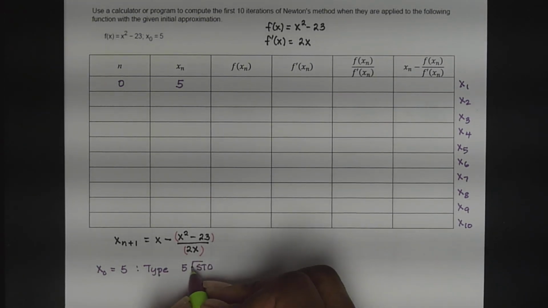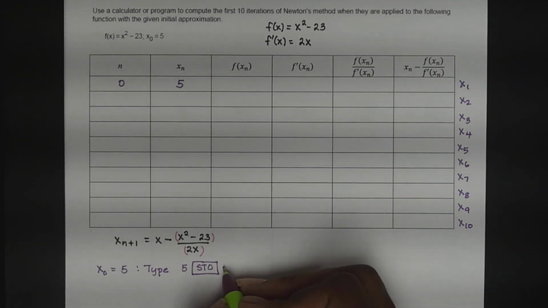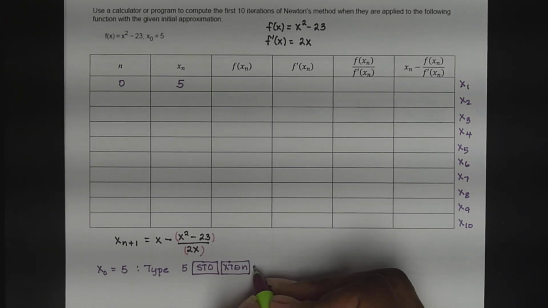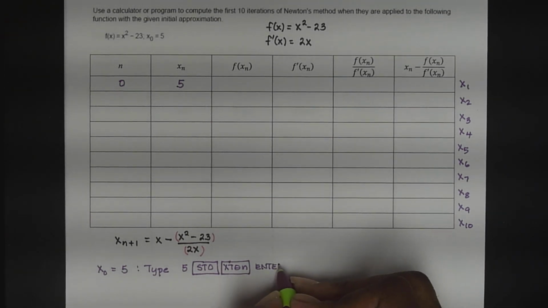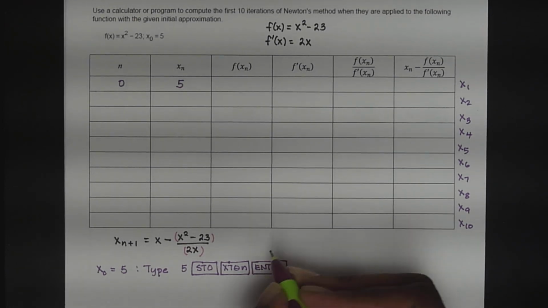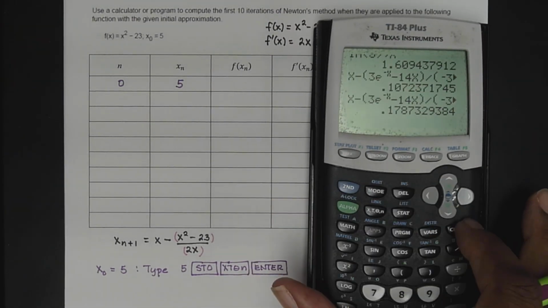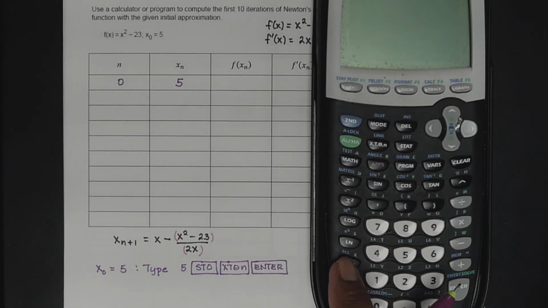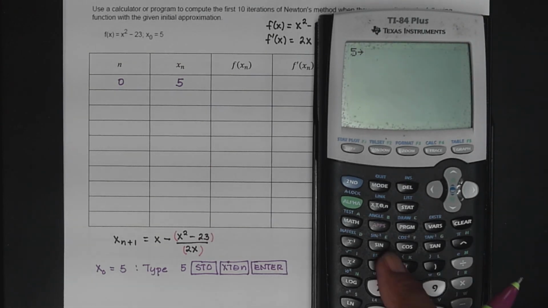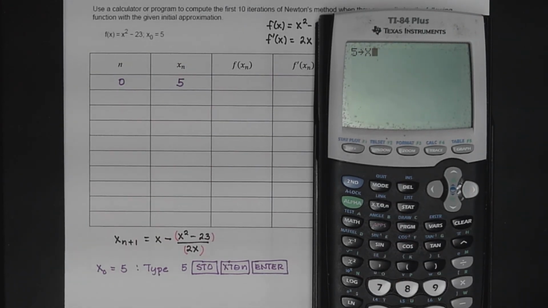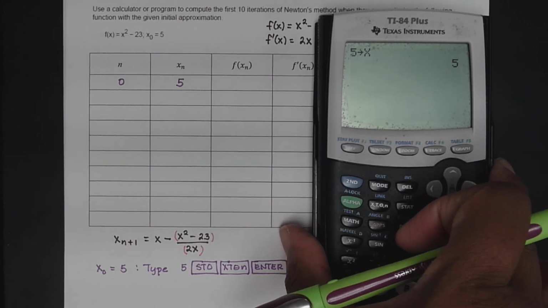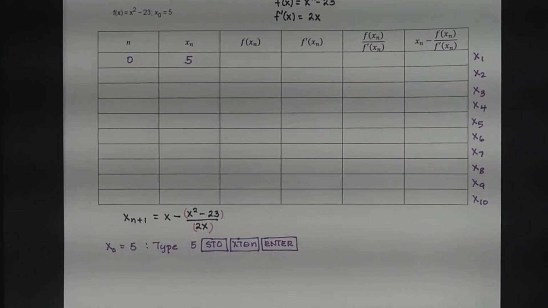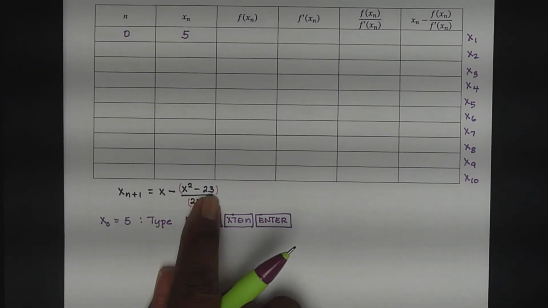The number 5, press the button that says STO, and then X,T,theta,n to store it in x, and then press enter. Okay, so I'm going to clear this, and then I'm going to press the number 5, and then there's a button that says STO, you'll store that in, press the X,T,theta,n for your x, then enter. You'll get the 5 back, but keep in mind it is stored in x, so that part's done. Now we got to do this part right here.